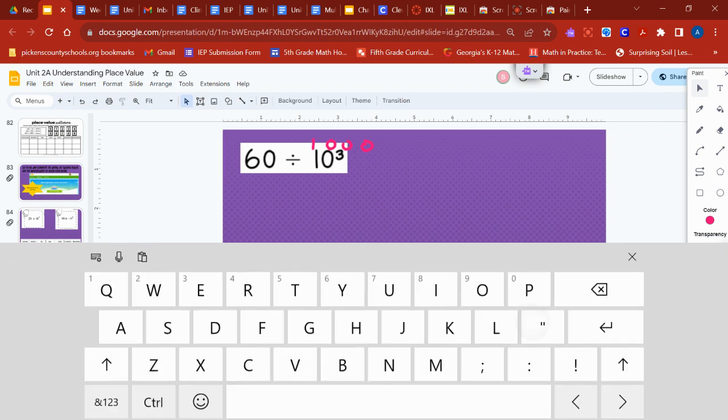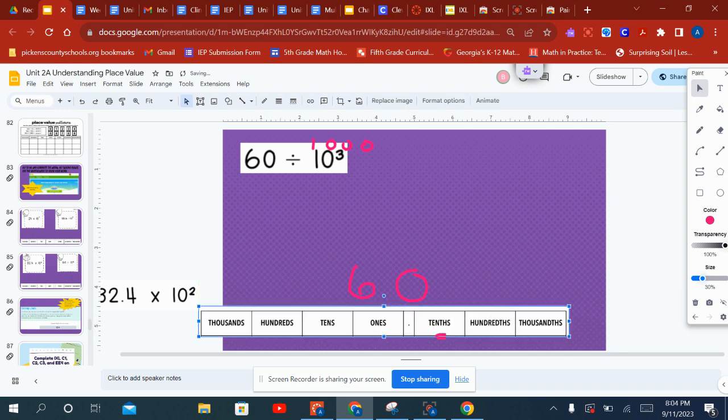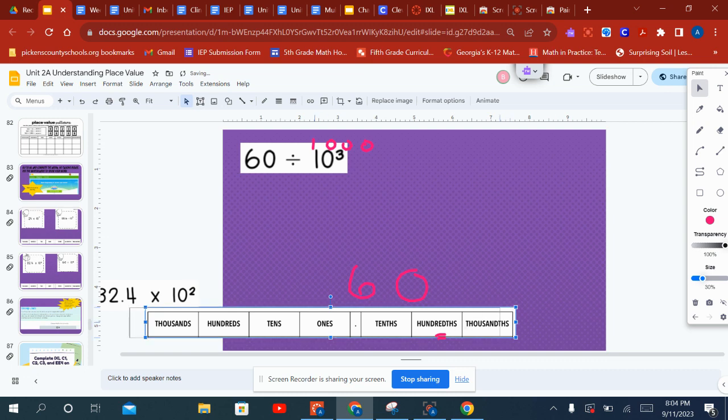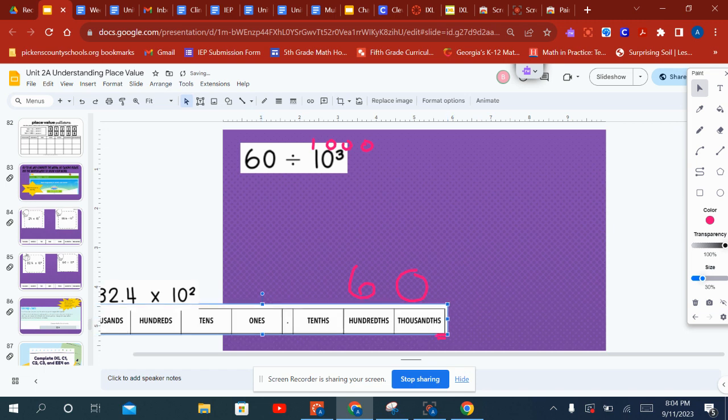So my 6, okay, is not going to be in my ones. That's 1 time. My tenths is 2 times. And my hundredths is 3 times. Okay, so my 6 moved from my tens to my hundredths, which is 3 place values.